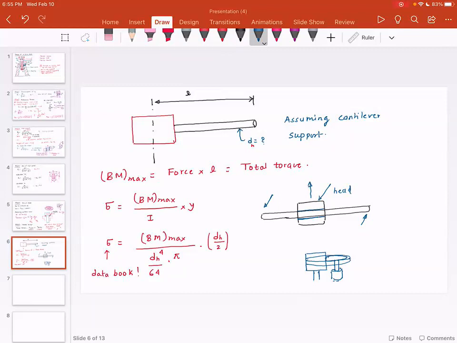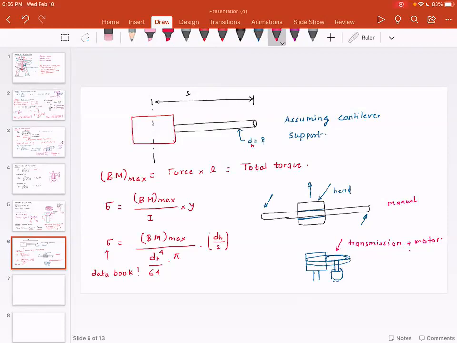So you could have a transmission, so you could have a manual operation, or you could have a transmission plus motor. So this is how the screw jack can be designed. And please note, these are some of the simple steps.